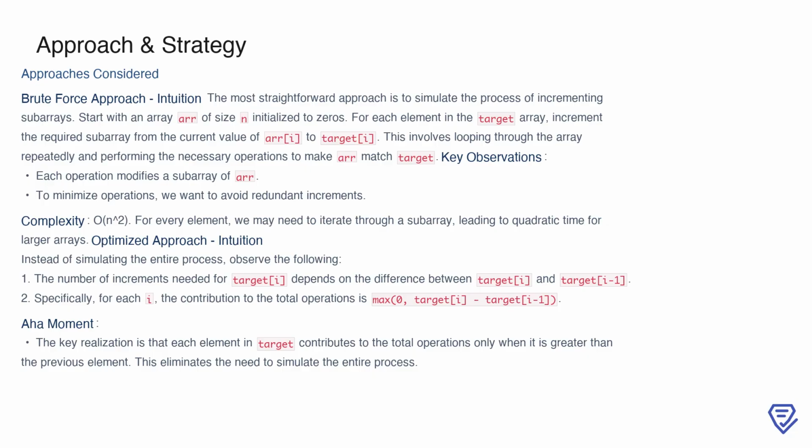To address this, we recognized an important observation: the number of increments needed for a specific element in the target array depends only on the difference between its value and the value of the previous element. This insight forms the basis of an optimized approach, where we avoid simulating the entire process and instead directly calculate the necessary increments. By focusing only on differences between consecutive elements, we can drastically reduce the computational overhead.